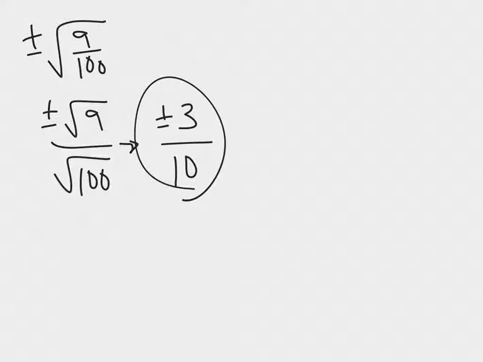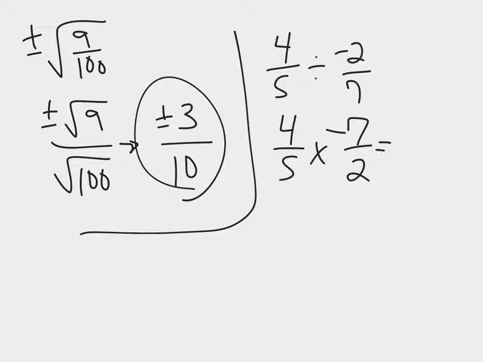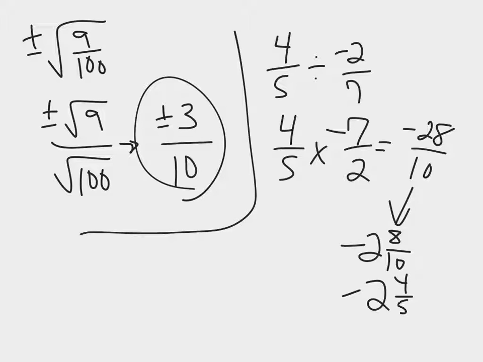Another problem they're not mentioning right here, but we could see, is dividing with fractions. So 4/5 divided by negative 2/7. Dividing: keep, change, reciprocal. Usually I'll put the negative up with the numerator. If you keep it next to the 2, that's okay also. And multiply that out. You get negative 28/10. That's negative 2 8/10, which reduces to negative 2 4/5. If you had it as negative 14/5, that would be okay also.